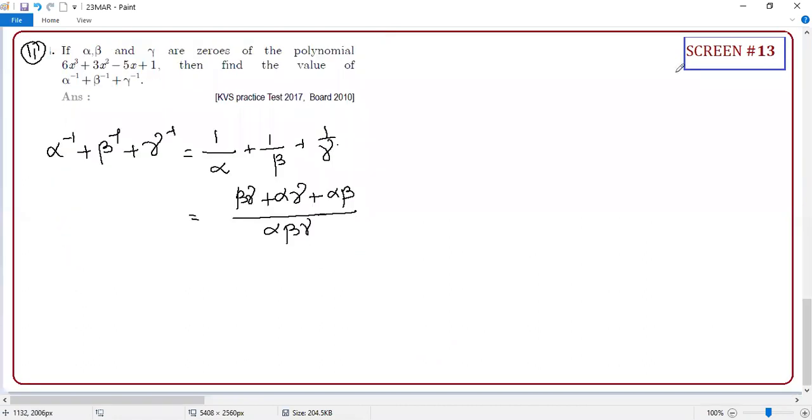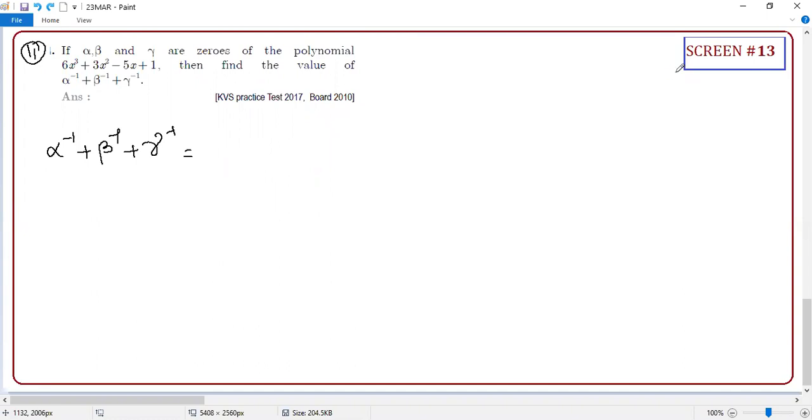Anyone having a question? You have a doubt? Okay, I'll repeat. So the question is alpha power 1, beta power minus 1 plus gamma power minus 1. We know that power minus 1 means it's a reciprocal, right? 1 by gamma. Correct or not? Then multiplication alpha, beta, gamma.